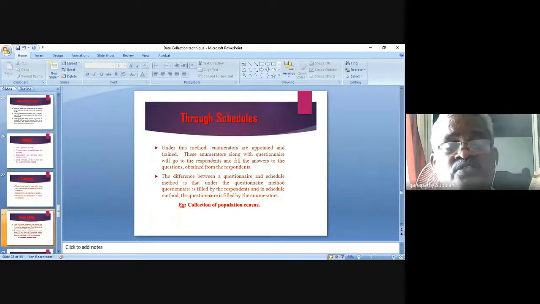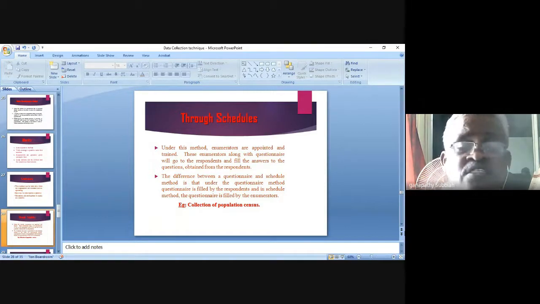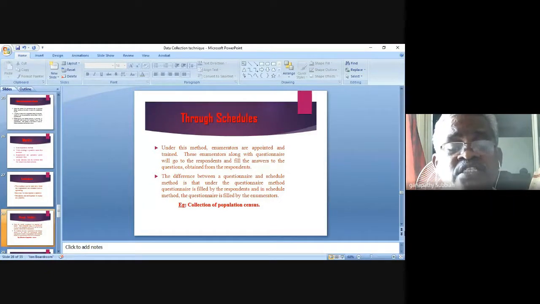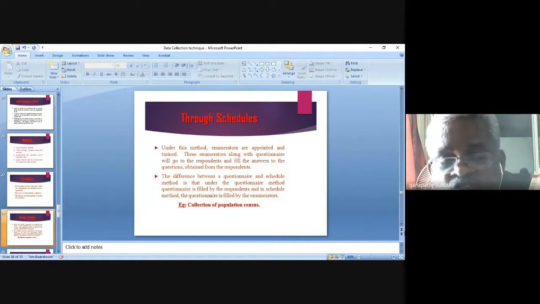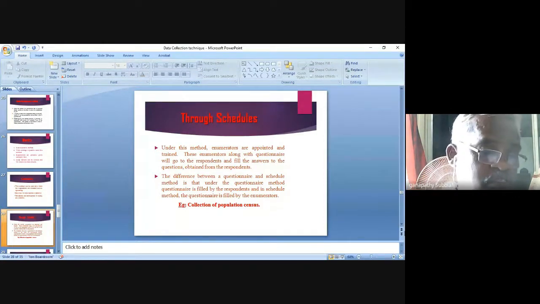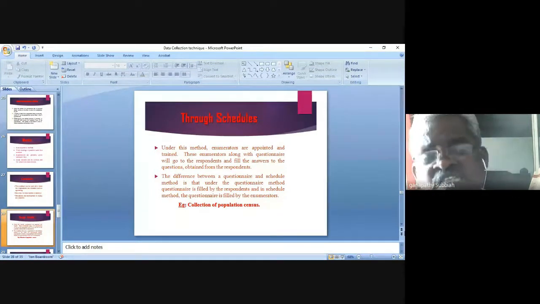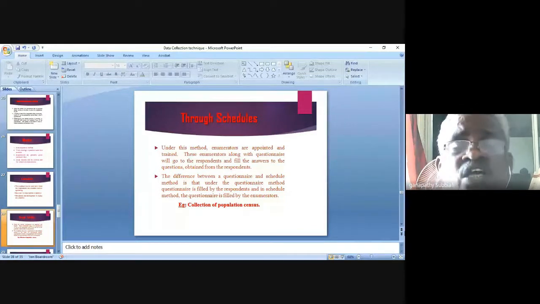For example, the collection of population census data. The population census is taken by the teachers. The teachers pose the questions to the household, and the information given by the household is filled into the questionnaire by the teachers. The teacher is the enumerator. That is a schedule.